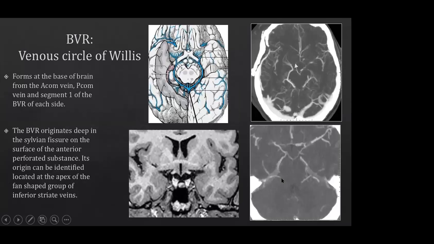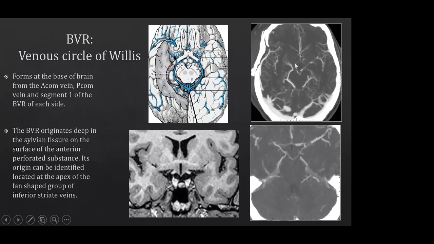So let's look at the anatomy in a little bit more detail. The basal vein is in fact a venous circle of Willis. We've all known of the arterial circle of Willis, but somewhere in history, the venous circle got lost. So let's look at this venous circle of Willis. Like the arterial circle, it is a circle. For a circle to be complete, it has to be a ring.